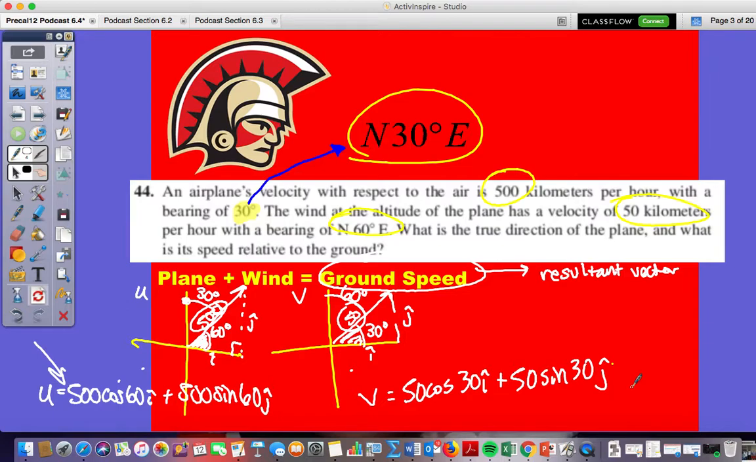All right, so someone throw down in their calculator for us as a group. What would be the U vector when I plug those in? 250I? Perfect. And then what would be the J? 433? Is it point something or just 433?